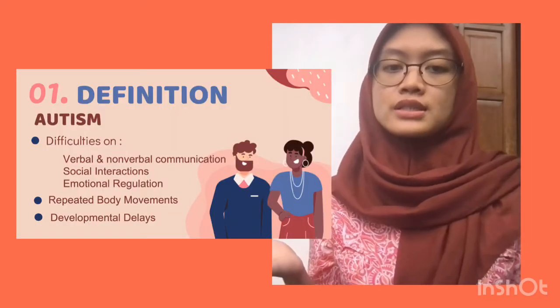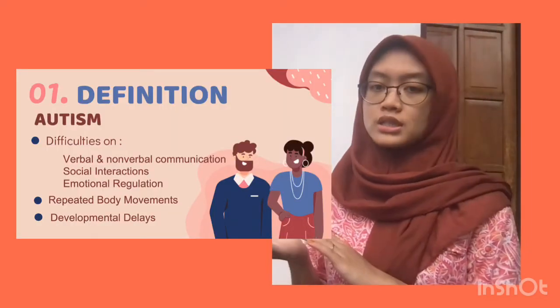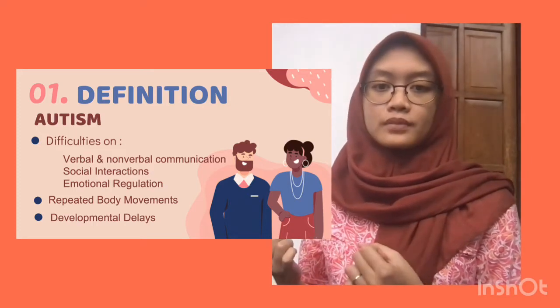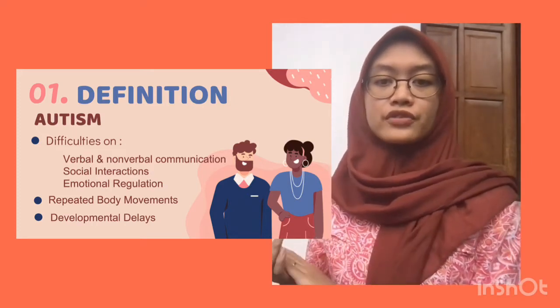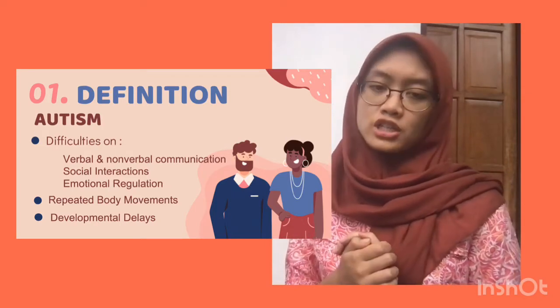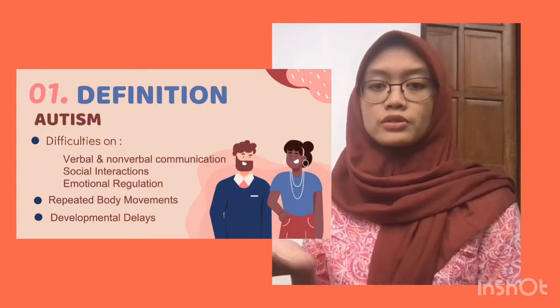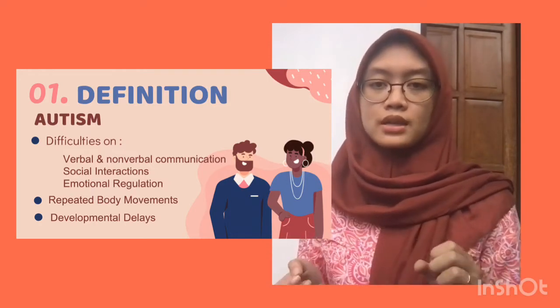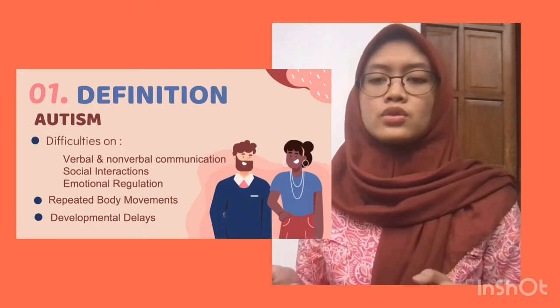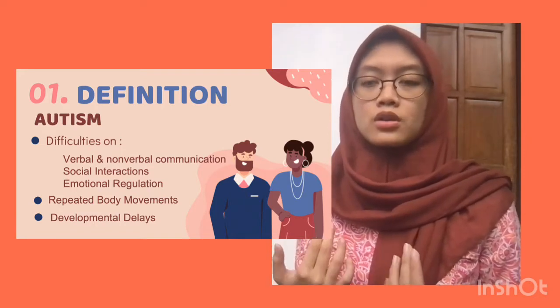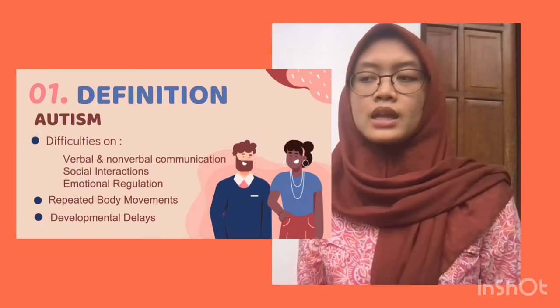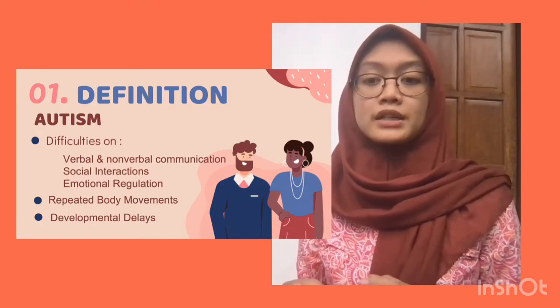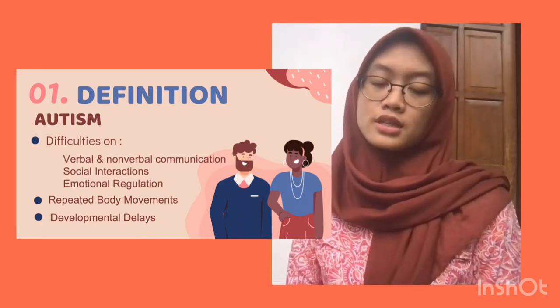What we need to know first is that autism, or autism spectrum disorder, in children is usually when they have difficulties in verbal and non-verbal communication, social interactions, and emotional regulation. And sometimes they also exhibit repeated body movements like clapping or rocking. They also have unusual responses to people or attachment to objects. A child on the severe end of the spectrum may be unable to speak and also have more serious developmental delays. And you can't really say that children with ASD are the same.